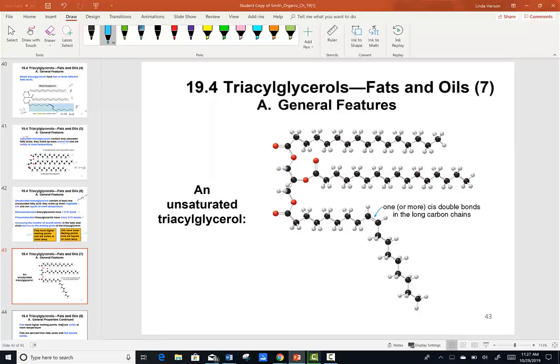Triacylglycerols, general feature. Notice we're just emphasizing the general structure. So here we're looking at the three fatty acids, and I notice that this particular fatty acid contains no double bonds. But in the third group, I finally can see a double bond in the structure, and it is the cis configuration. That double bond, just the one presence, all it takes is one to be labeled an unsaturated triacylglycerol.